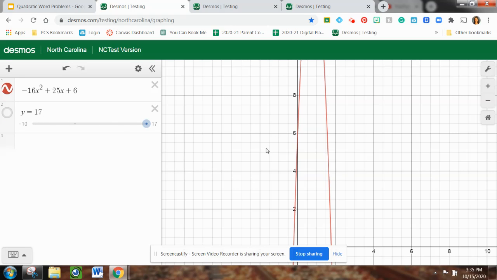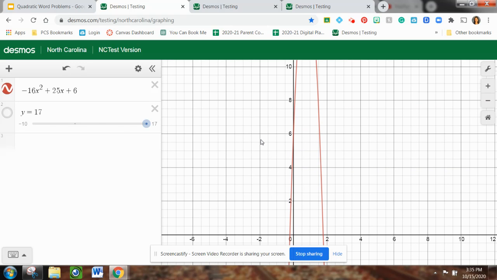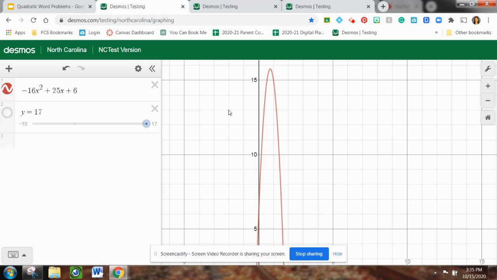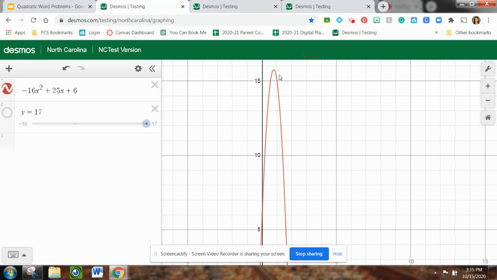So the first thing we're going to look at, if I wasn't using the height of the wall, I'm going to come here and click on my graph and click on the vertex. You can see here that the highest the ball is going to go is 15.76 feet. So that is one way I can tell that the ball will not go over the wall.